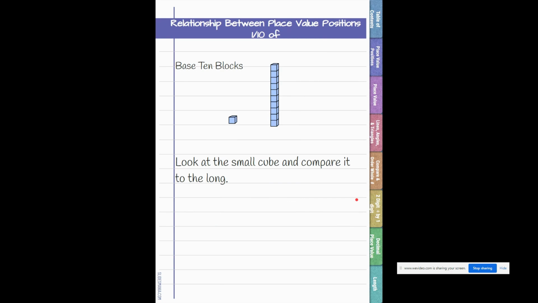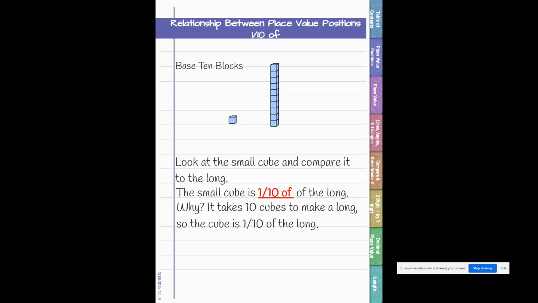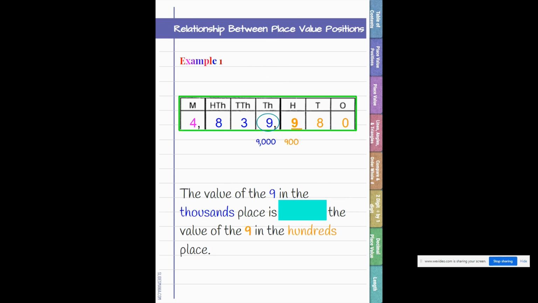Now let's take a look at the small cube and compare it to the long. We can see the small cube is 1/10 of the long. Why? Because it takes 10 cubes to make a long, so the cube is 1/10 of the long. Now let's take a look at an example.